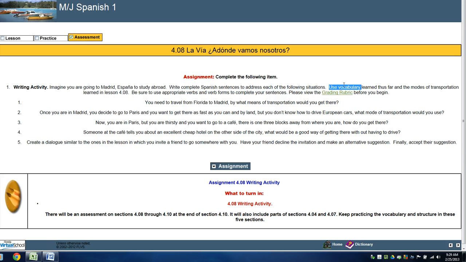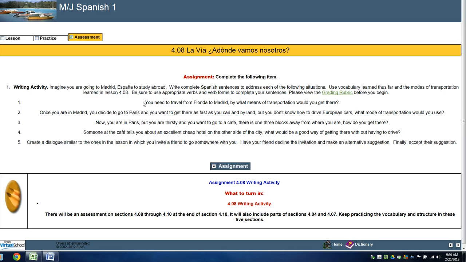Notice it says use vocabulary that you've learned thus far and the modes of transportation that you just learned, okay? Make sure to use the appropriate verbs and verb forms to complete your sentence. Remember in 4.08, when we just looked at the lessons, you have some great examples there of basically what we need to do.